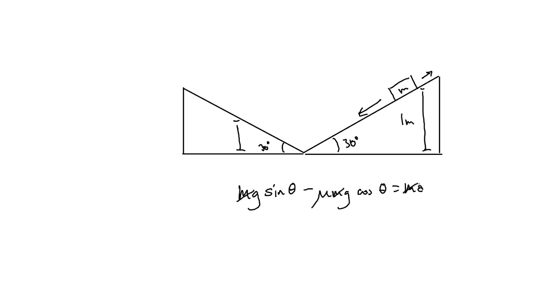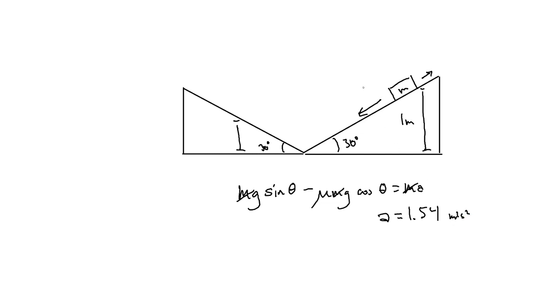Just cross these out. Remember that this is going to be 10 sine 30 minus 0.4 times 10 cosine of 30, right? So this is going to give us an acceleration of around 1.54 meters per second squared, right?